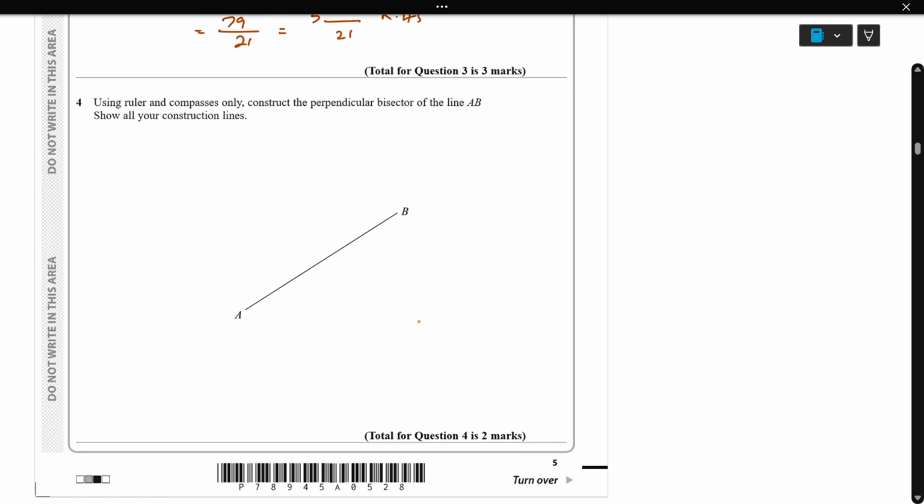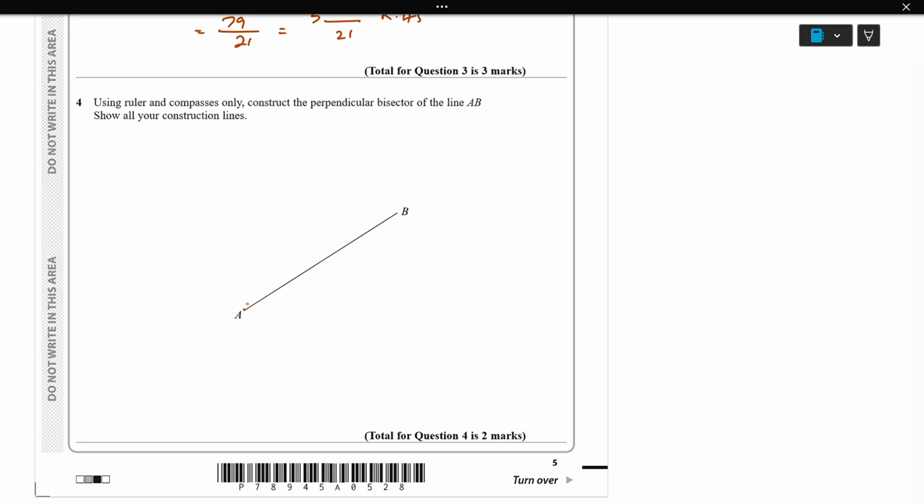The next question: using a ruler and compass only, construct a perpendicular bisector of the line AB. Show all your construction lines. First, fix a compass, fix a pencil. So this is the needle point of the compass. Take more than half. This is just half, then more than half, measure it.